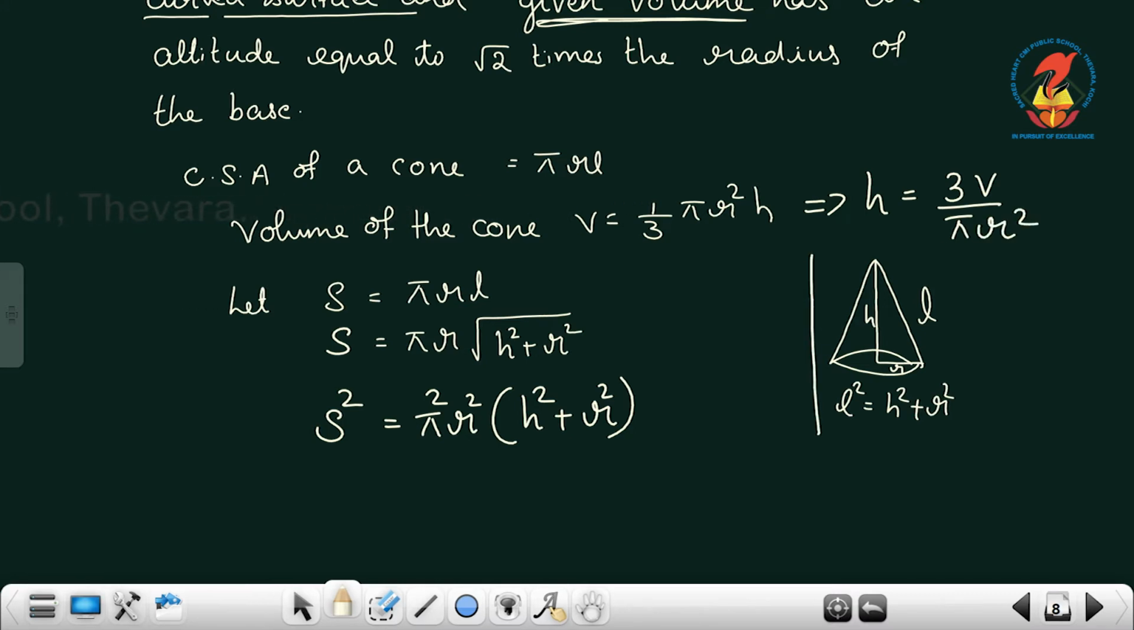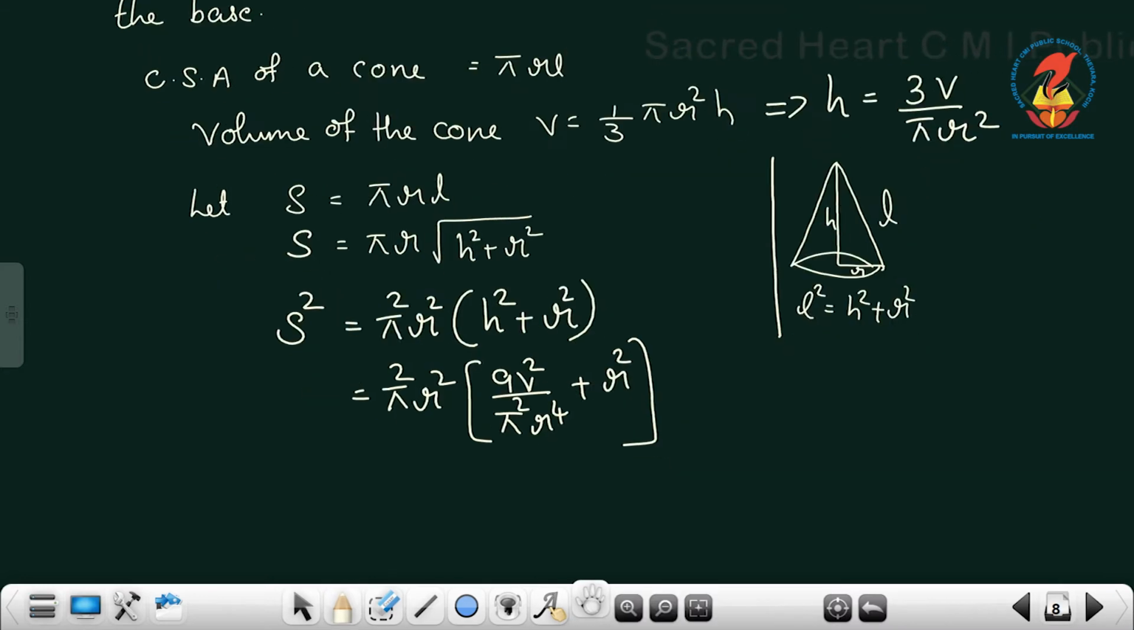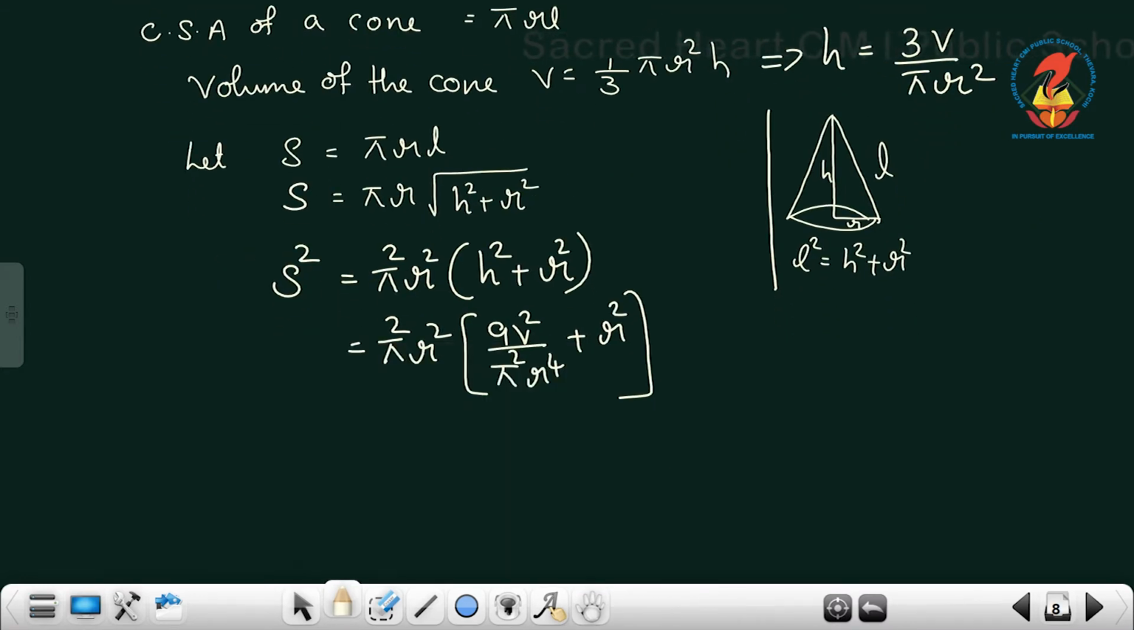Okay, that we have to substitute here. So pi square r square into bracket h square, which means 9v square by pi square r raised to 4 plus r square. Simplify, then we can take the derivative.